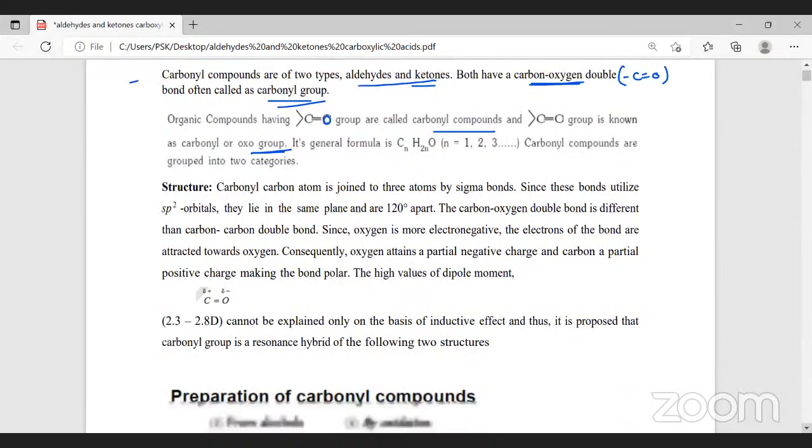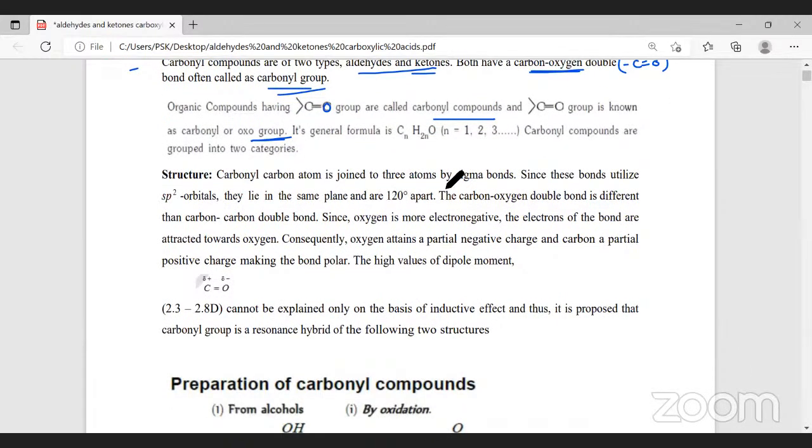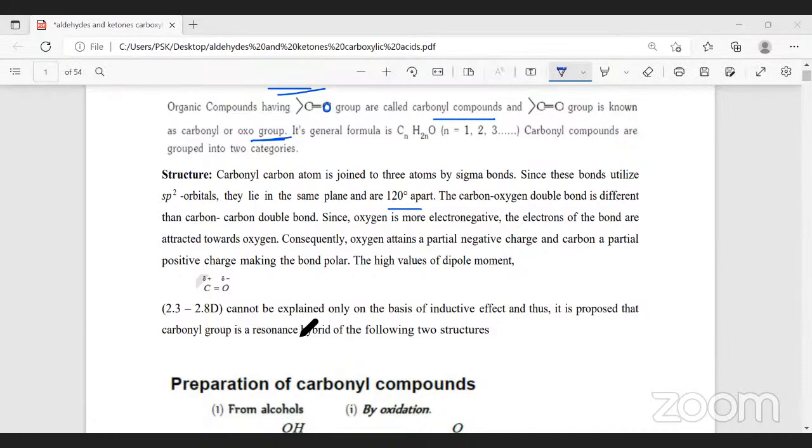Now, structure. In a carbonyl compound, the carbon atom is joined to 3 atoms by sigma bonds. Since these bonds utilize sp2 hybridized orbitals, they lie in the same plane and are 120 degrees apart. The carbon-oxygen double bond is different from a carbon-carbon double bond. Since oxygen is more electronegative, the electrons of the bond are attracted towards oxygen. Consequently, oxygen attains a partial negative charge and carbon attains a partial positive charge, making the bond polar. The high value of dipole moment is around 2.3 to 2.8 D, and you cannot explain it only on the basis of the inductive effect, and thus it is proposed that the carbonyl group is a resonance hybrid of the following structures. We will learn those later.